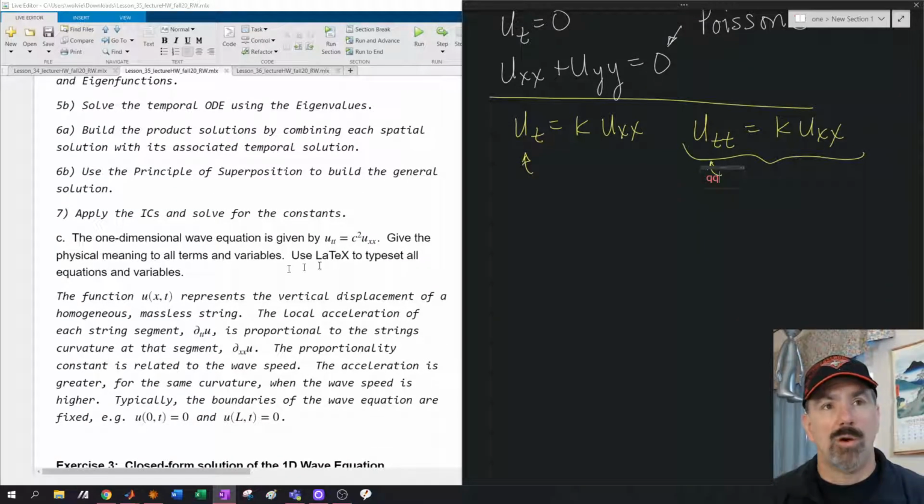Question here about what do the terms in the equation mean? And again, I'm just going to read this to you. The function u, a lot of textbooks will use y because it's literally vertical displacement that we're talking about. The function u represents the vertical displacement of a homogeneous massless string, so there are a bunch of assumptions about the type of string that we're using. The local acceleration of each segment of string, which is the second partial of u with respect to t, is proportional to the string's curvature.